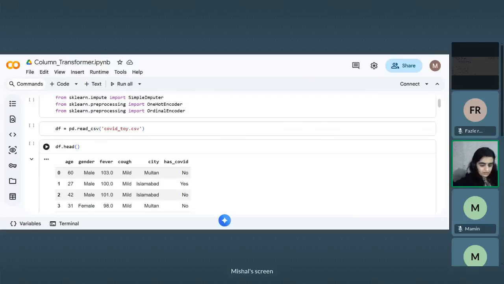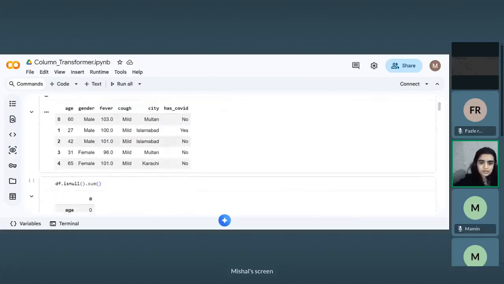All right, the process is the same for ordinal as it was for one hot encoder. We need to import it from scikit-learn, sklearn.preprocessing. After that, we will make its object and then apply the fit_transform function like we did for one hot encoder. Here we have this data set.